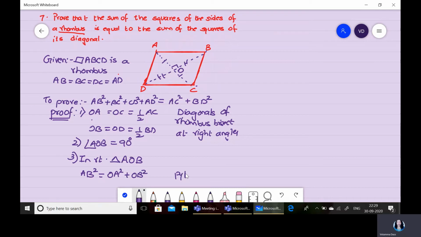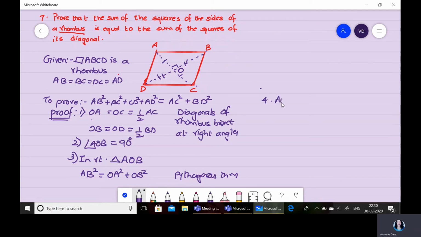So here we applied Pythagoras theorem: AB square equals OA square plus OB square. Now our aim is that we require the sum of the squares of all the sides of the rhombus on the left, and on the right hand side we require AC square. We don't require OA, but instead of OA we require AC, and instead of OB we require BD. Is there any relation between OA and AC? Yes, we have already written that OA is half of AC, and OB can also be written as half of BD. So on the right hand side we can replace OA with AC and OB with BD.